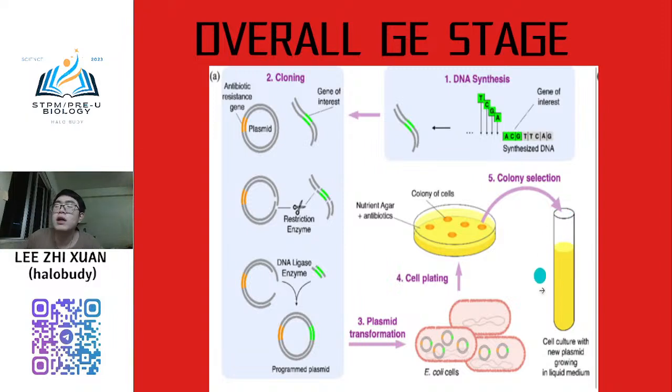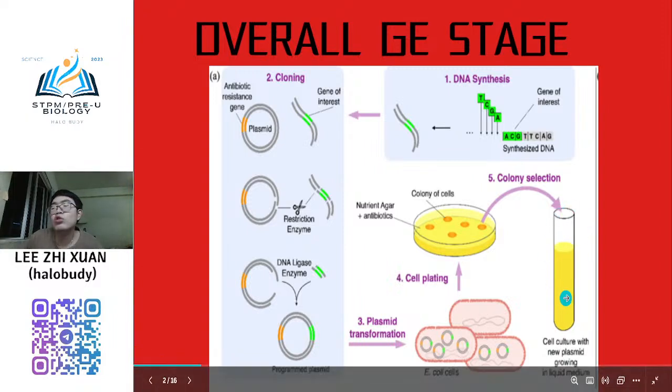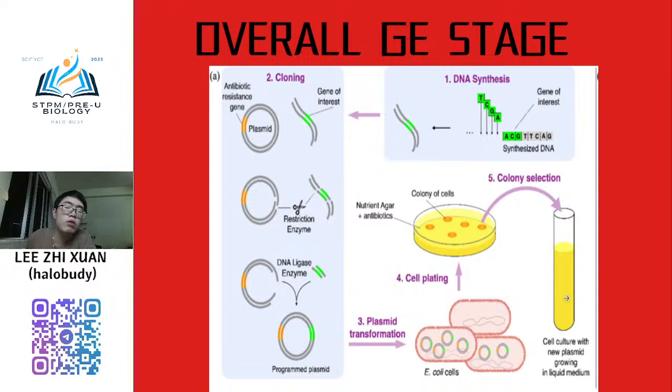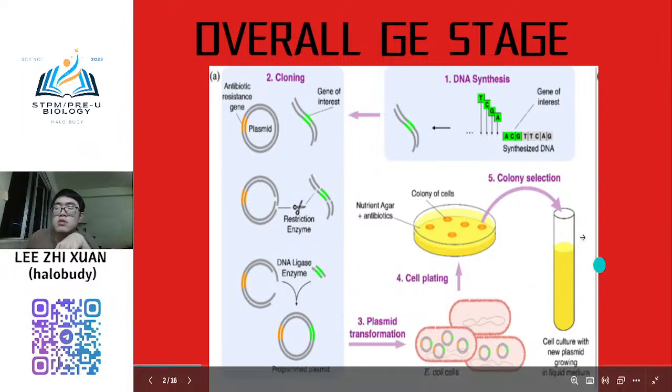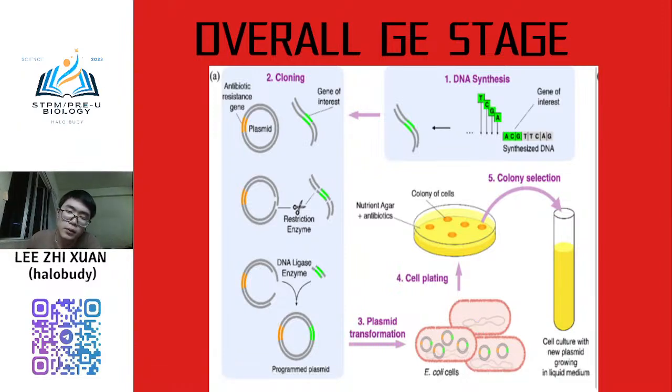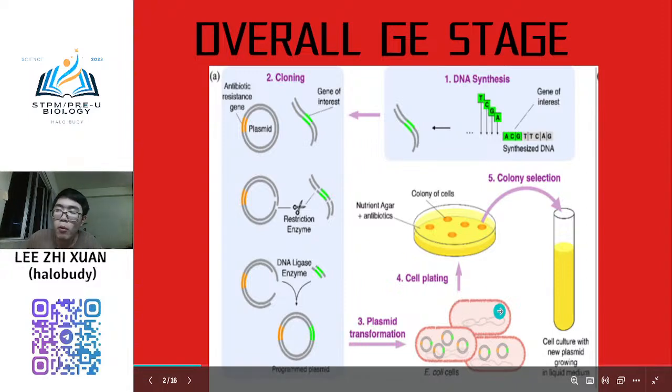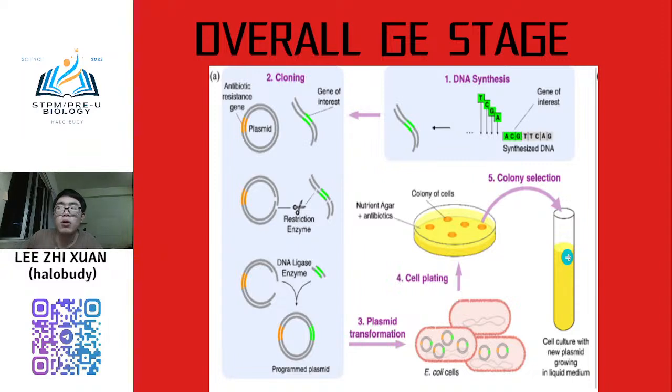After that, we will culture the solution. So there are two methods: either you use the modern one, the PCR technique, or you use the traditional one, which is using the culture medium. You use the culture medium to culture the bacteria, so that the bacteria will multiply more and more, produce more and more bacteria. So this process is what we call cloning.